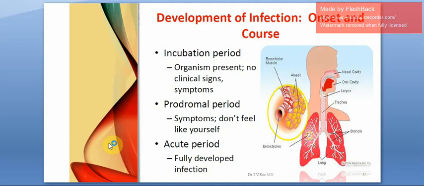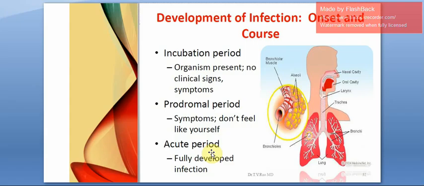Then the next one is the prodromal period. The prodromal period is the time period during which the individual is experiencing the signs and symptoms. Next is the acute period. In the acute period, the infection is fully developed, and the patient is also experiencing signs and symptoms. So this is the developmental stage of infection: first the incubation period, then the prodromal period and the acute period.